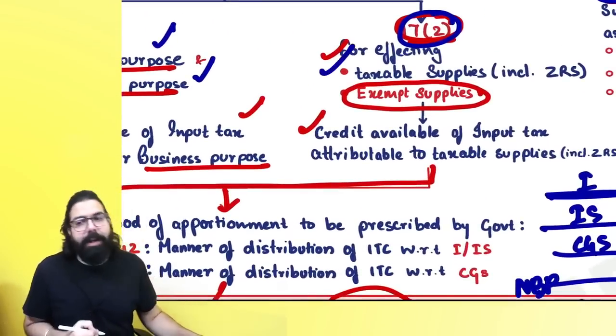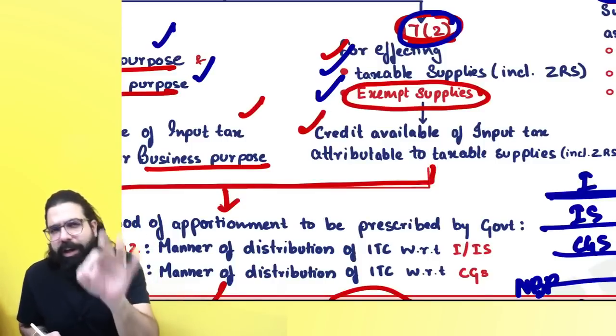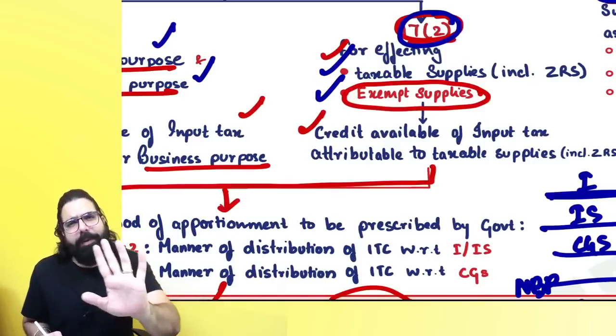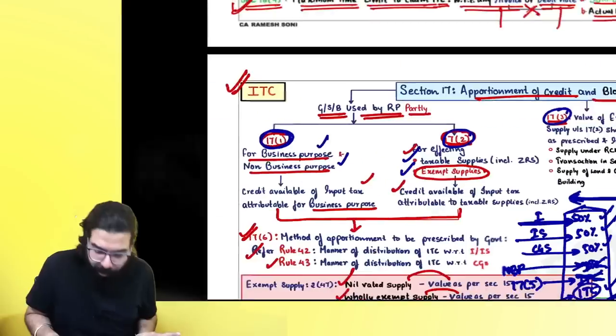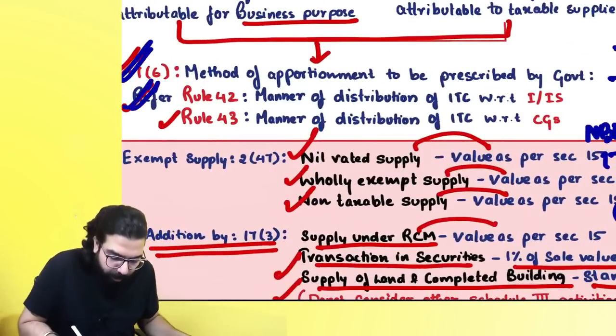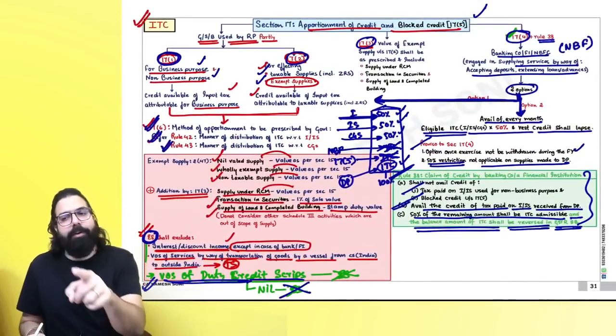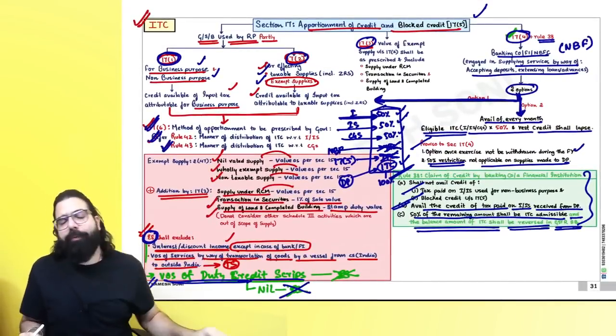If you use something for taxable supply and exempt supply, you get the credit only relating to taxable supply, including zero rated supply. How much credit to take and how much not to take is told by rule number 42 and rule number 43. Let's now learn rule number 42 and 43.